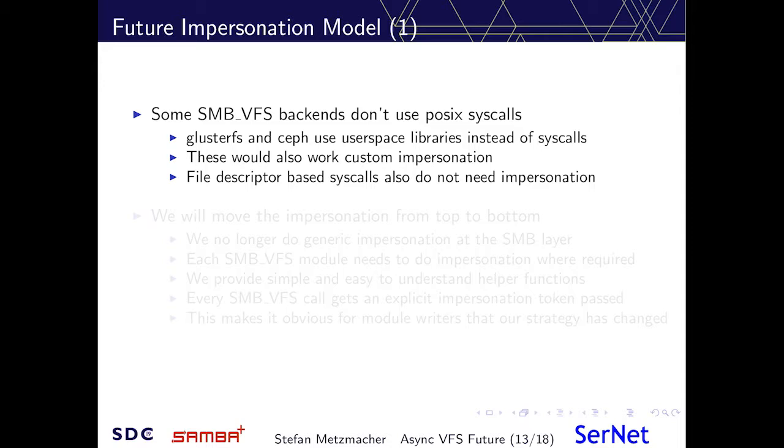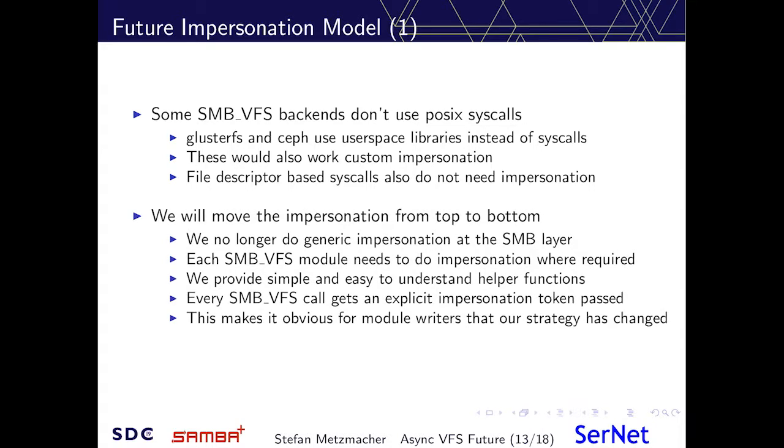Yeah, they work with custom impersonation, and there's also a lot of file descriptor based syscalls which also don't need impersonation. So our strategy would be that we move the impersonation from top to bottom, meaning that the SMB layer would no longer do any impersonation. It would just pass down some kind of token through the layer, and the VFS module needs to decide if and where it requires the impersonation. Of course, we will provide simple, easy to use and easy to understand helper functions.